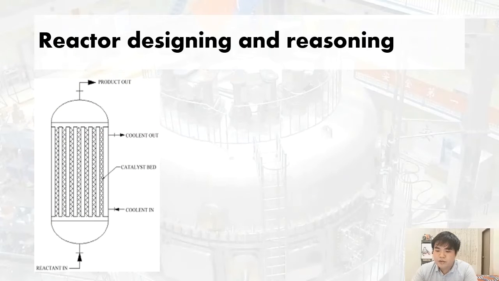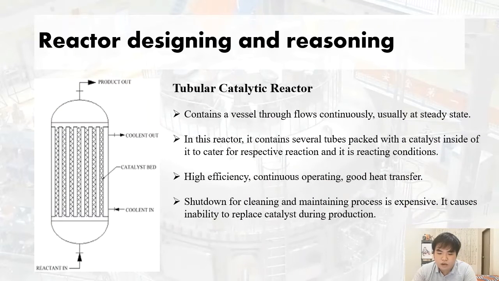The reactor we choose is a tubular catalytic reactor. A tubular catalytic reactor contains a vessel through which the flow is continuous, usually at steady state, and configured so that the conversion of the chemicals and the other dependent variables are functions of position within the reactor rather than of time. In this reactor, it contains several tube packs with a catalyst inside of them to cater for the respective reaction and its reacting conditions. The advantage of a tubular catalytic reactor is its high efficiency, in other words, the rate of conversion per unit catalyst mass is high.